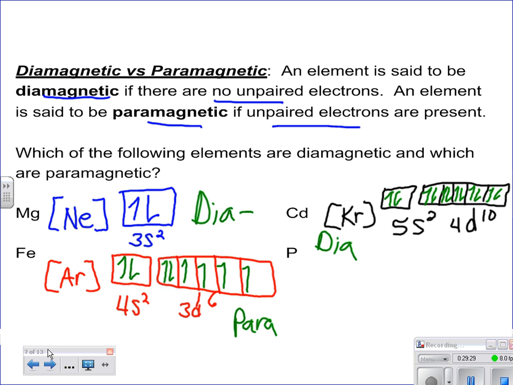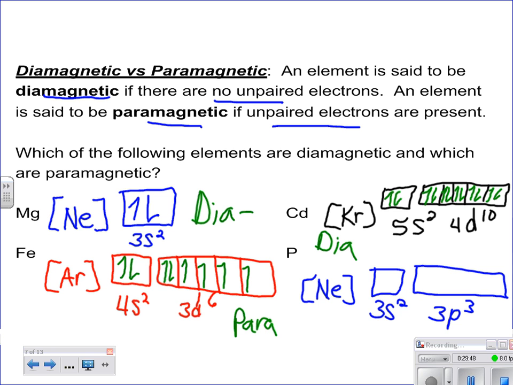Last one we see is phosphorus. We're going to look at neon. After neon, what do we do? Okay, good. 3p3. So we've got one box for the s, three boxes for the p. Boxes represent orbitals, remember. And then we come back and we do our arrows. Up, down, up, up, up. Lots of unpaired electrons. Sounds to me like it would be paramagnetic.